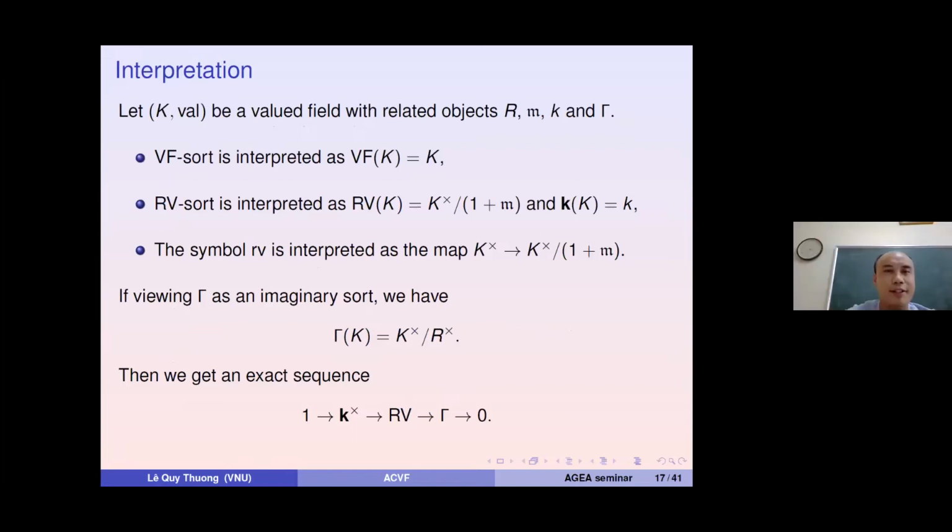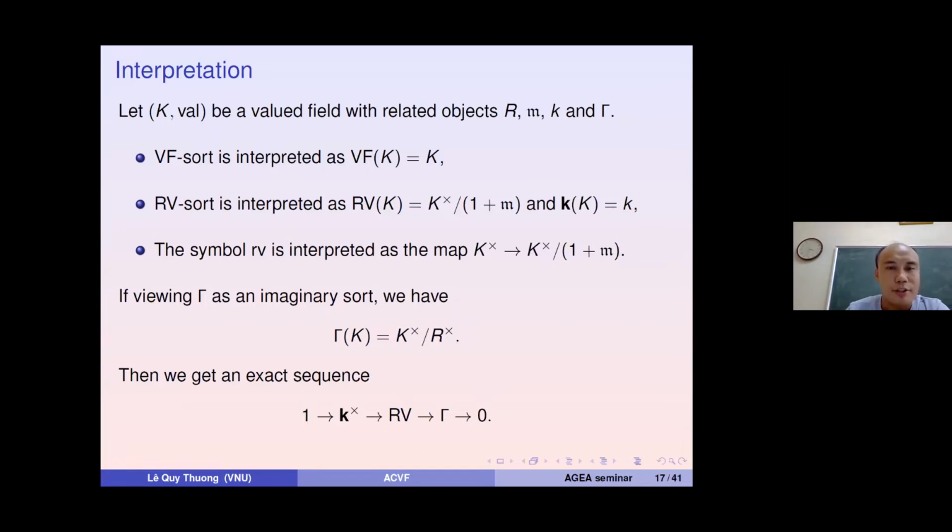Let K be a valued field with the related objects R, M, K, and gamma. The VF sort is interpreted as the VF of K. Now we can consider the VF as functions from the category of algebraically closed valued fields K.